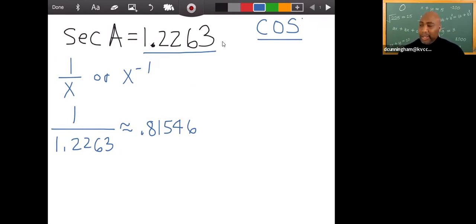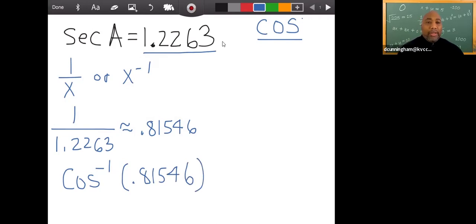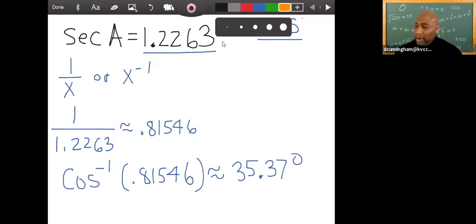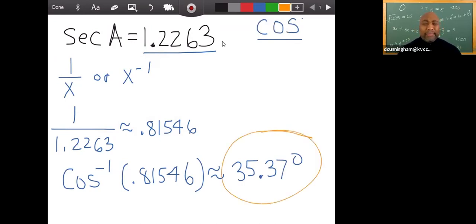And so in this case, you're going to say the cosine inverse of 0.81546. Again, there is no secant button on there, so you have to use the cosine. But in order to use the cosine, you have to change these numbers. And so you use the cosine inverse of 0.81546. That will give me an approximation. And again, we're only rounding off. I'm going to round to 2 decimal places, 37 degrees. And so that would be our answer for that particular one.